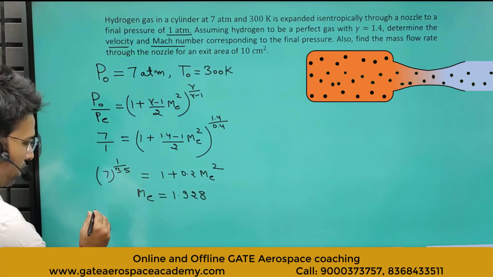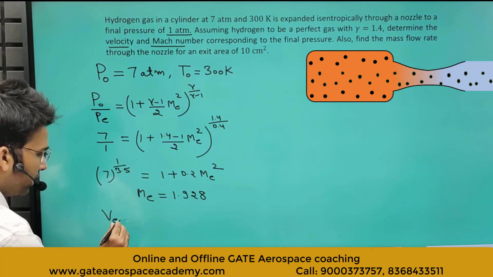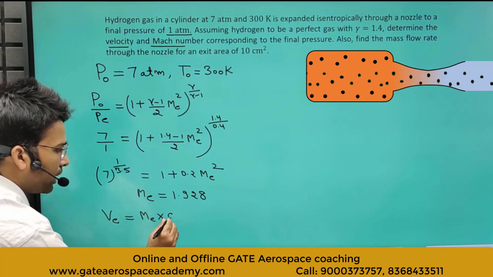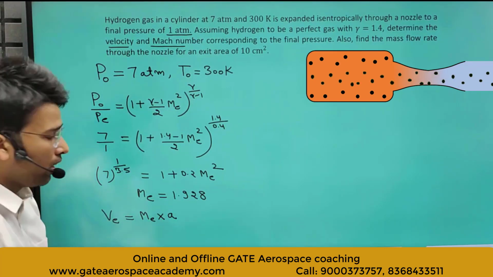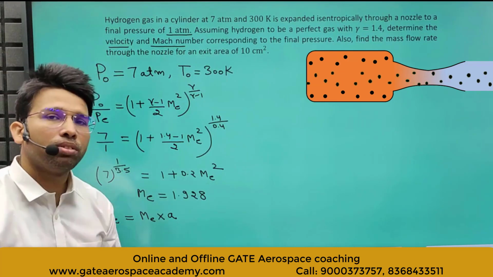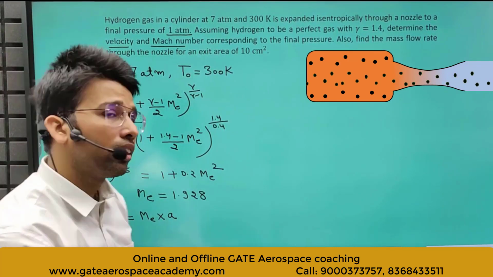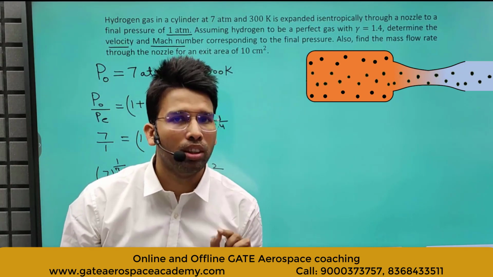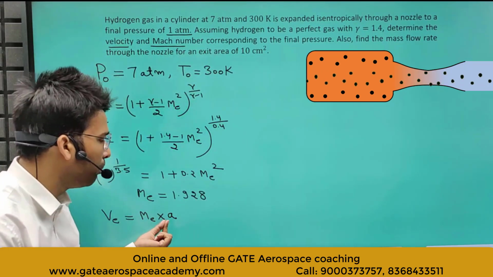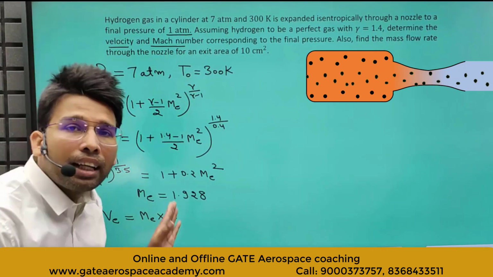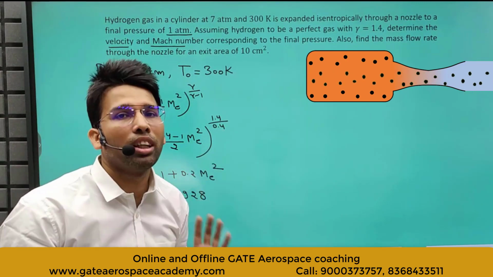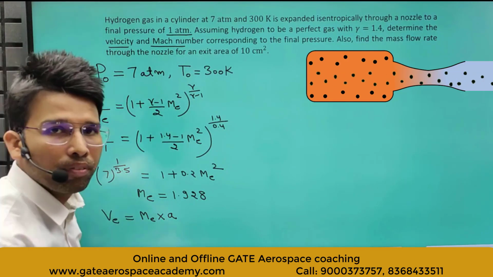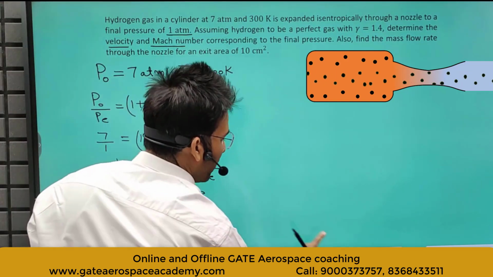Now we have to find out exit velocity too. How will we get that? Velocity is equal to Mach number into speed of sound. Now, in the definition of speed of sound, what is that term which we are using? That is local speed of sound, right? It means this speed of sound a will be at the exit location. So it will be under root gamma R Te. So we need to find out exit temperature too, correct? So let's find out.